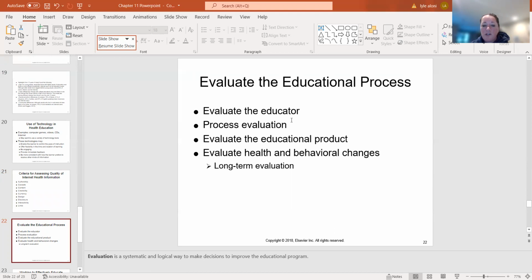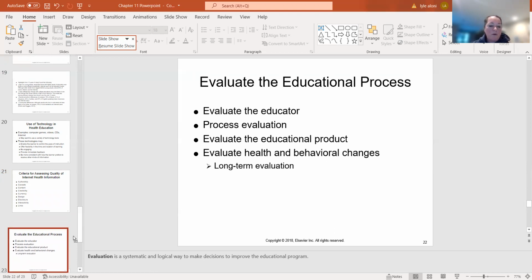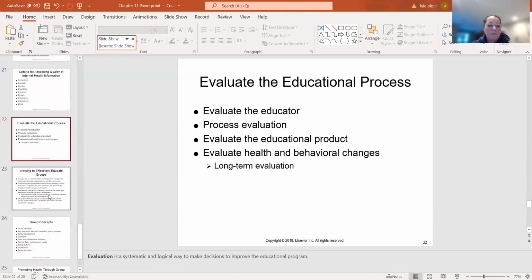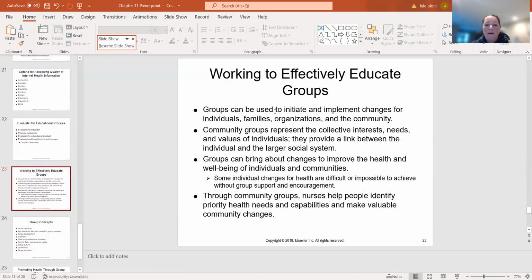So we're going to evaluate the educator. We're going to look at the process, evaluate the product, and evaluate health and behavioral changes that we see. So our long-term evaluation. And we're going to work effectively when we're doing group teaching, right?